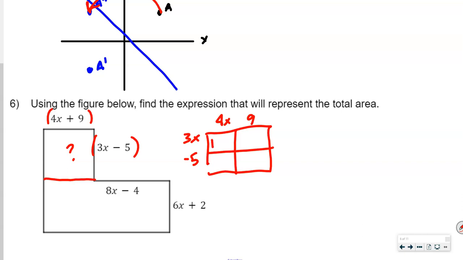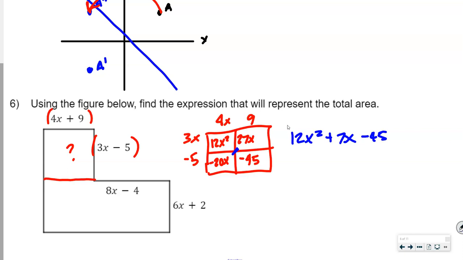So 3 times 4 is 12, x times x is x squared, 9 times 3 is 27x, 4 times negative 5 is negative 20x, and then we got negative 45 here. Notice that we have like terms right here, okay? So we're going to go ahead and combine these. So this is going to be 12x squared plus 7x minus 45, okay?